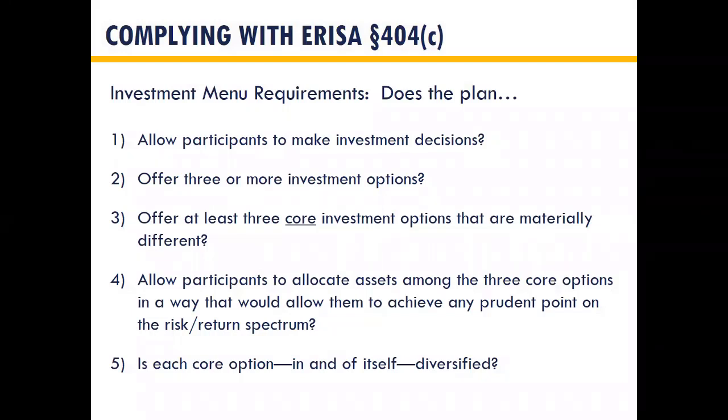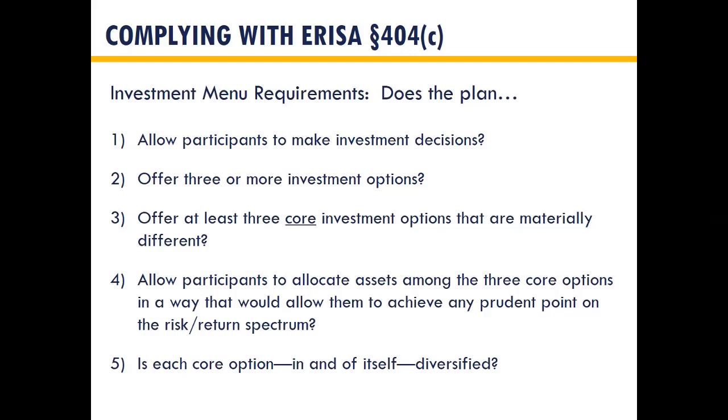Let's start with the investment menu. So I kind of have this first slide in question form. Does the plan allow participants to make their own investment choices? Does it offer 3 or more investment options? The third one, does it offer at least 3 core investment options that are materially different? Now, number 2 and number 3 seem really similar. Some people combine those into one.